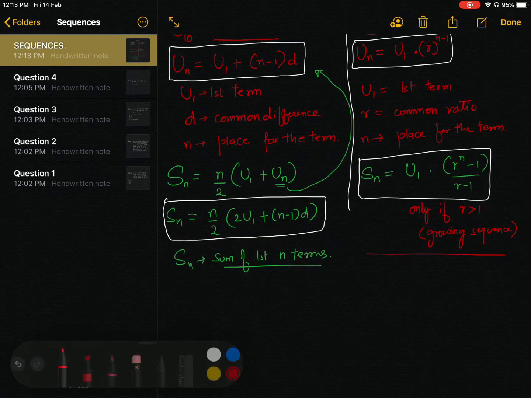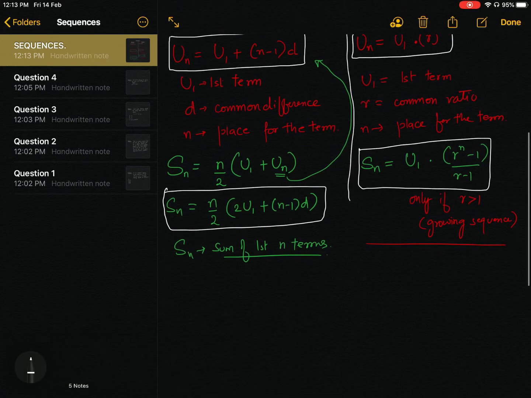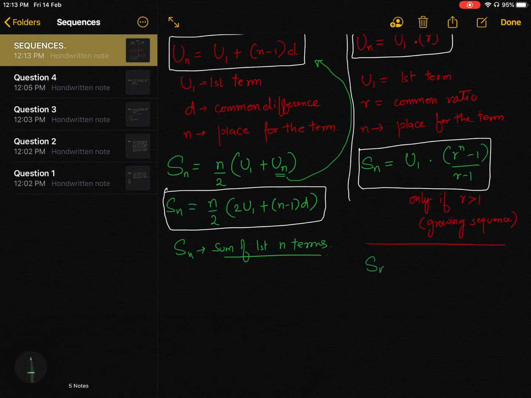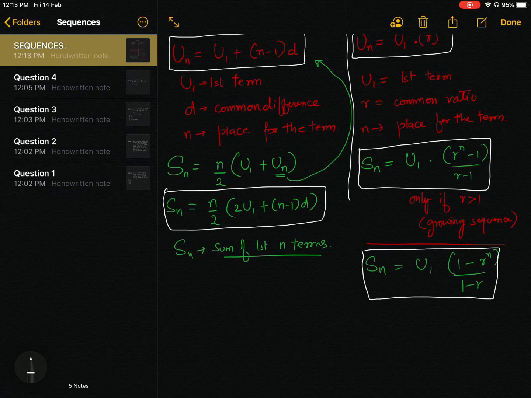Okay. For other cases where r is a fraction, the formula will be Sn equal to u1. You just flip 1 and r^n and you'll get the other formula, which is this. Now that's our sum formula for a GP when r is a fraction. You have a decreasing sequence.